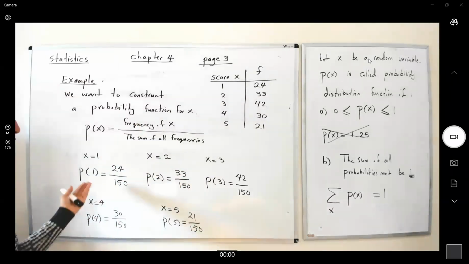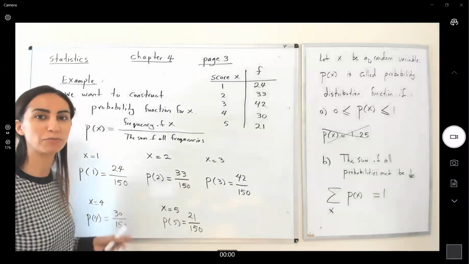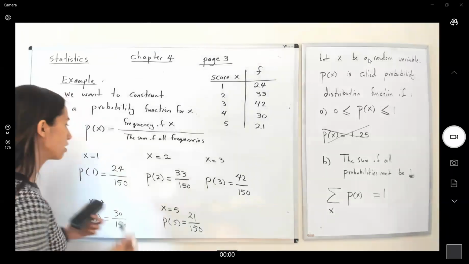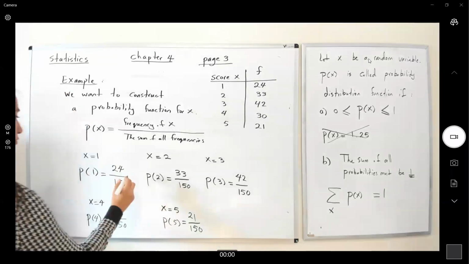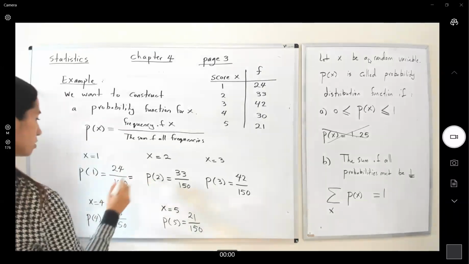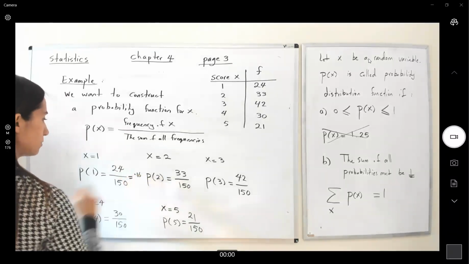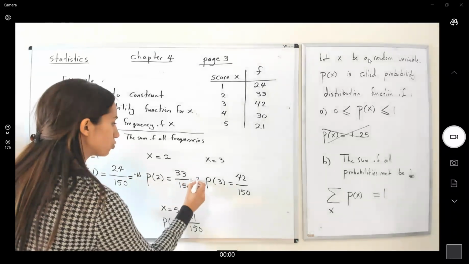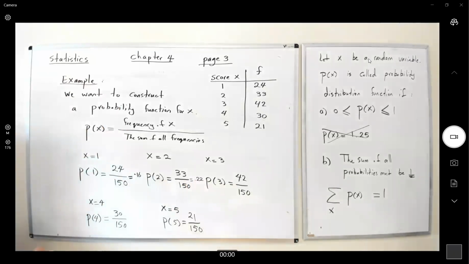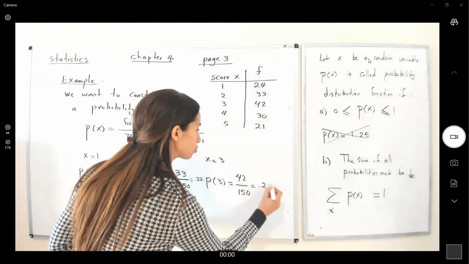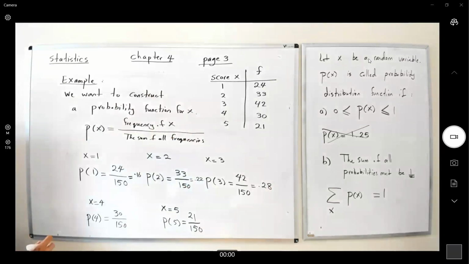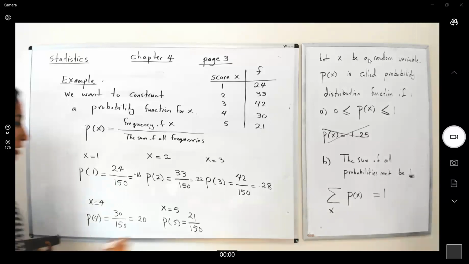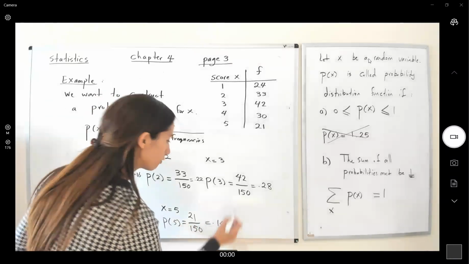Well, now that we know how to find the probability distribution, we want to write them in nicer format. Okay, 24 divided by 150 is equal to 0.16. 33 divided by 150 is 0.22. 42 divided by 150 is 0.28. Then 30 divided by 150 is 0.20. And finally, you have 0.14.